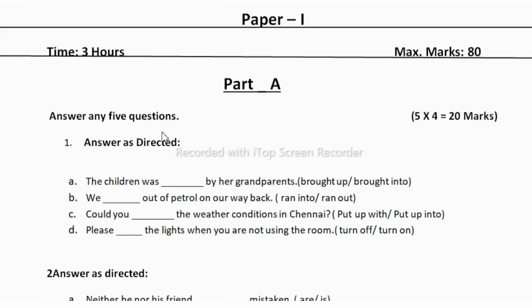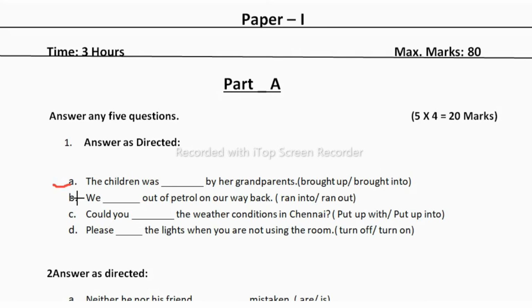So under part A, as I told you, you will be having 8 questions. Out of those 8, you're supposed to answer any 5. Each question carries 4 marks. As you can see here on the screen, 4 marks because 1 mark, 2 marks, 3 marks and 4 marks, this A to D. So under this heading, answer as directed means they will direct you under the bracket what you have to do in the sentence.